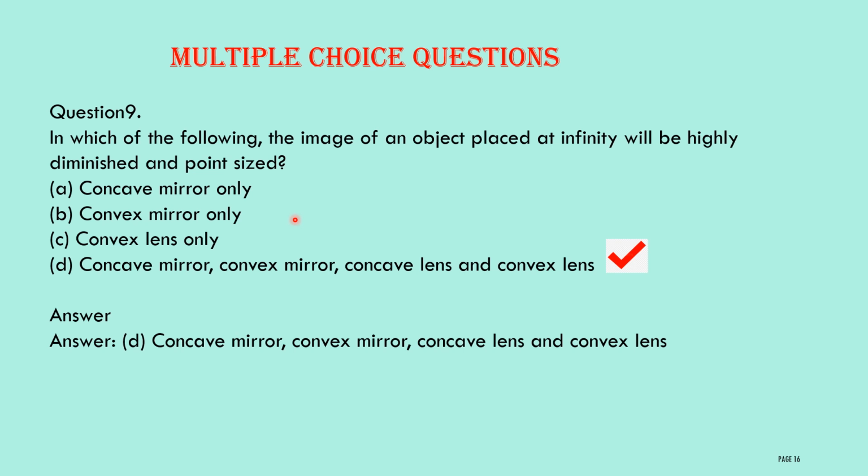Here, the image of an object placed at infinity will be highly diminished and point sized. You will get the same images in all 4 types of lenses and mirrors. In all the 4 cases, if you place an object at infinity, the size of the image will be highly diminished and also point sized. This is true for the concave mirror, convex mirror, concave lens and also convex lens.